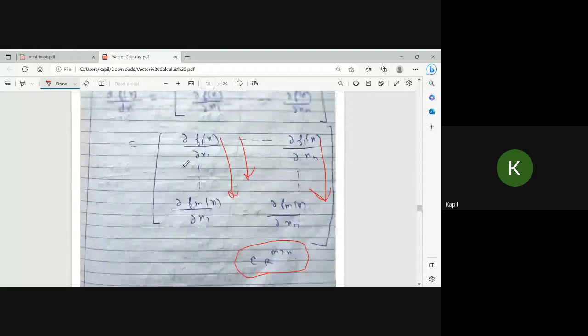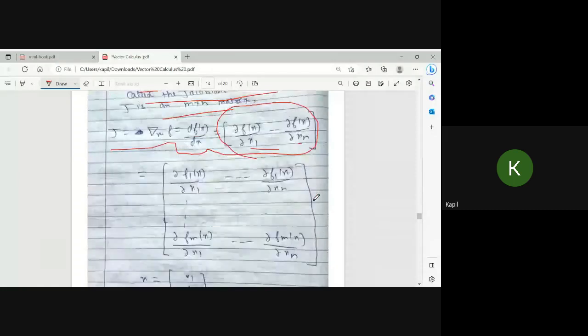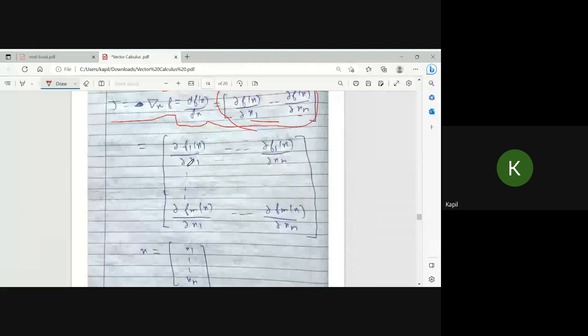So the Jacobian is nothing but the gradient of the function, df(x) by dx, and it is the collection of all the partial derivatives that I have written in this matrix, from f(x) with x1 to xn. I have taken the partial derivatives. This is the Jacobian. If f is m dimensional, then each f is m dimensional. This is the Jacobian of this function.